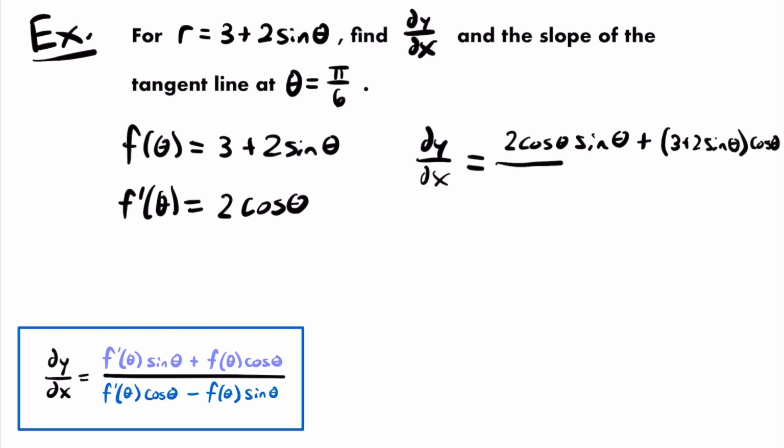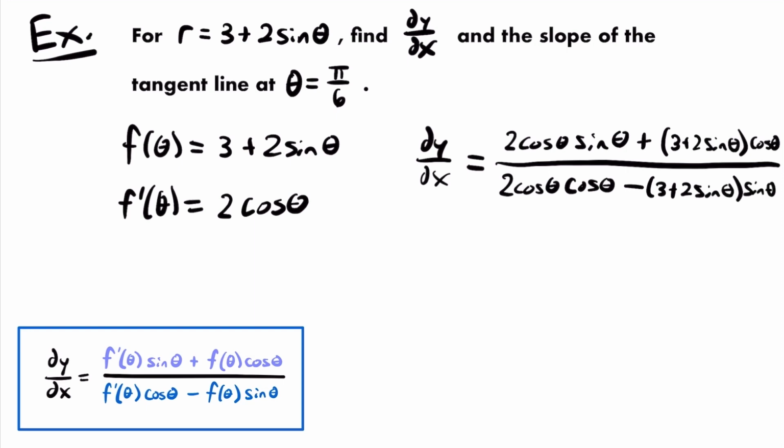All right, and then this is all divided by f prime of theta times cosine theta, and f prime of theta is 2 cosine theta, so we'll have 2 cosine theta times cosine theta, and then we will subtract, right, we have a subtraction sign here, f of theta times sine theta. And once again, f of theta is 3 plus 2 sine theta, so we'll have 3 plus 2 sine theta times sine theta. Okay, so now we've set up our derivative.